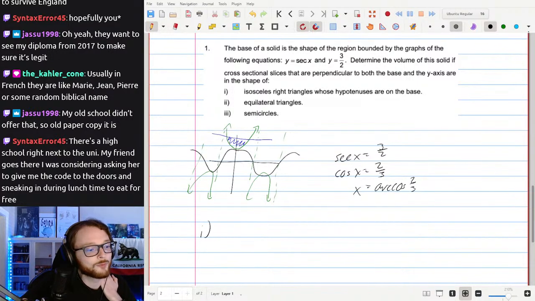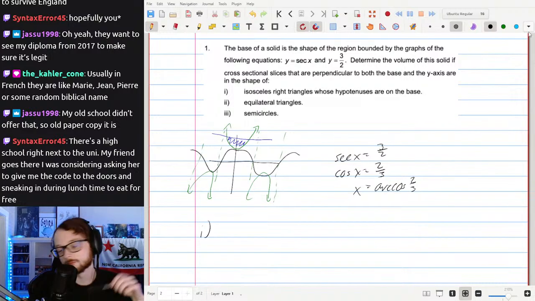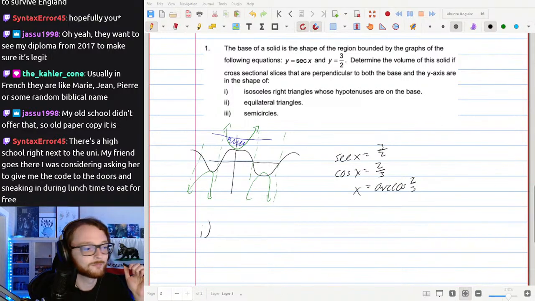So high school right next to the uni. My friend goes there. I was considering asking her to give me the code to the door so we can go during lunchtime to eat for free. That's a neat life hack right there. It's a good song. It's pretty rare in America that high schoolers eat for free.